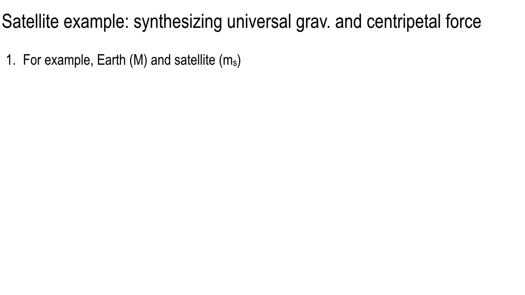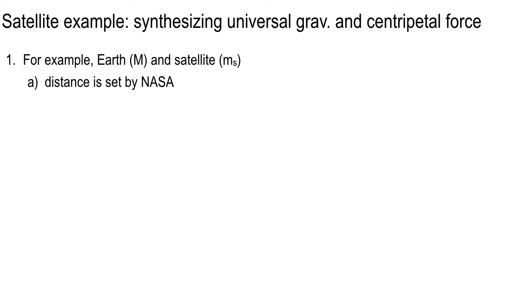Now, another thing about gravity is it's essential for understanding satellites and the orbits that they take. The planets are satellites of the sun. The moon is a satellite of the Earth. The rings of Saturn are zillions of little satellites that form a ring around Saturn. Now, what we're going to do is talk about the law of gravity and centripetal force for a fairly simple system, the Earth and a satellite. The mass of the Earth being capital M, the satellite mass being M subscript S.